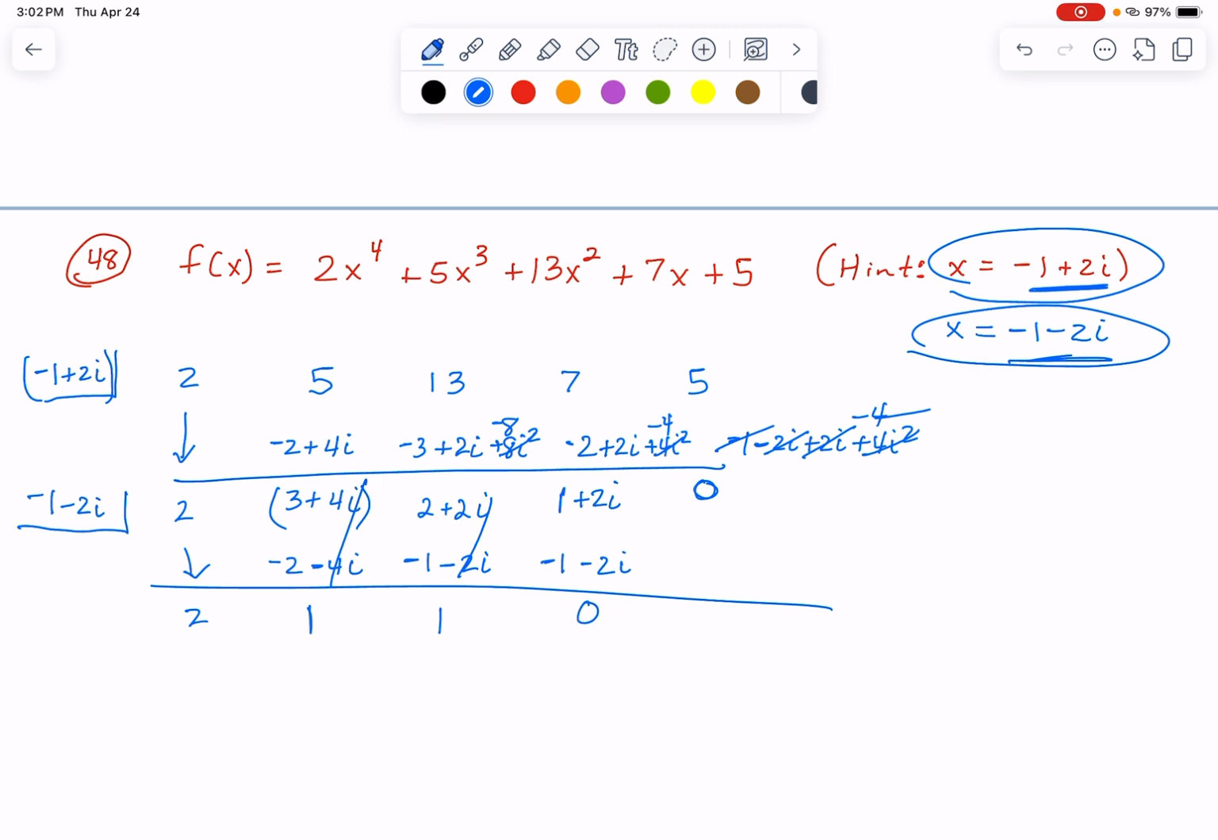There it is. So now I've got x minus negative 1 plus 2i, right? And then I've got x minus negative 1 minus 2i. And then I have this 2x squared plus x plus 1. And you can do that with the quadratic formula. Yeah, and finish it and factor it. Sweet. There we go.